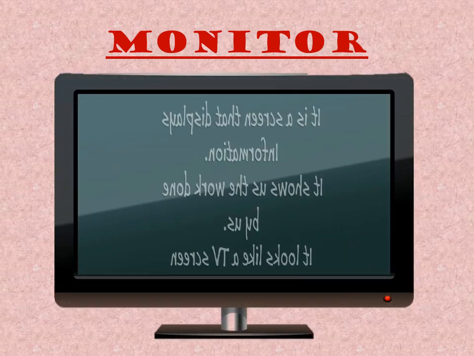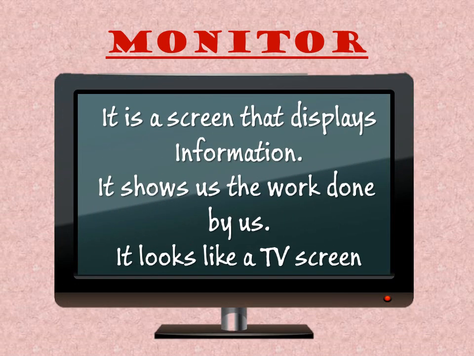We are going to learn different types of output devices, out of which the first one is the monitor. It is a screen that displays information. It shows us the work done by us. It looks like a TV screen. You are all aware of the device monitor.